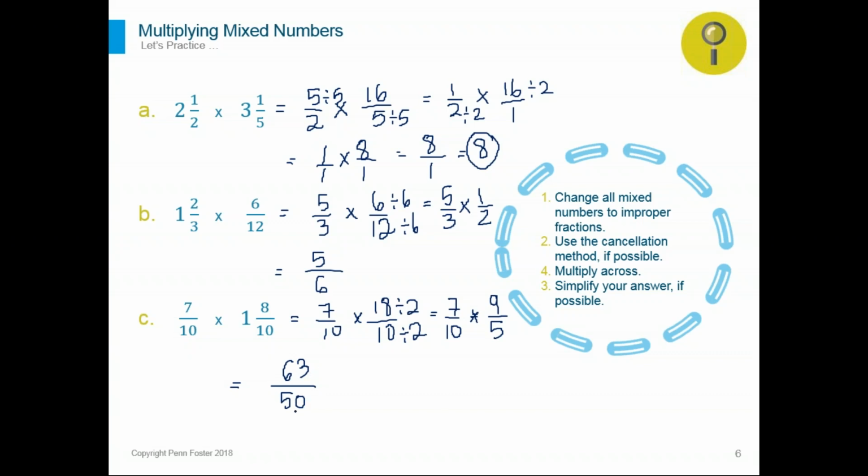63 over 50, this is an improper fraction. So this will make our answer not in simplest form. And here in this problem, we will have to change our answer to the mixed number form. So again, from webinar 1, we did go over in detail how to change an improper fraction to a mixed number. We'll ask ourselves how many times 50 will go into 63.